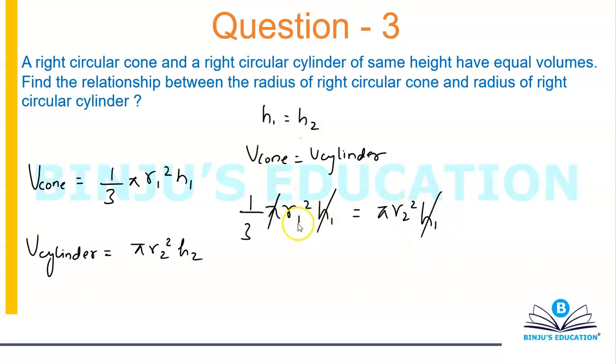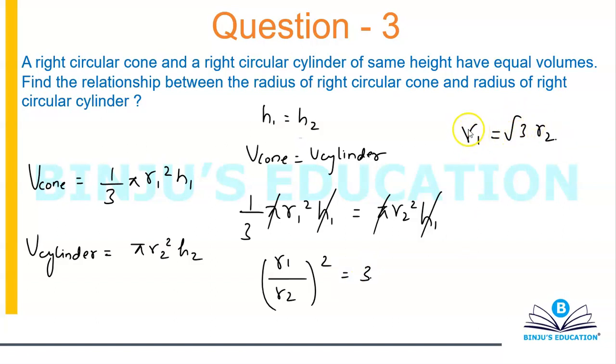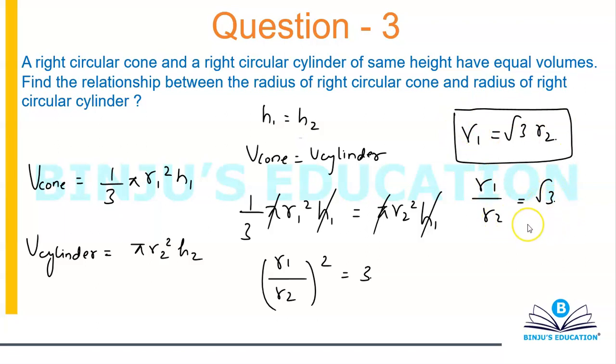Cancel h1 h1, cancel pi and pi. I'm gonna get that r1 by r2 whole square is 3. So r1 is root 3 r2. Or you can say that r1 over r2 is root 3. So this is the relationship that we need to have in order to have equal volumes, given the fact that they have equal heights.